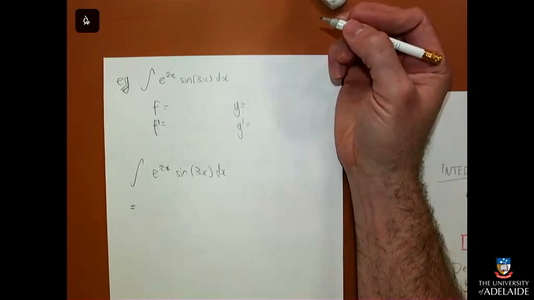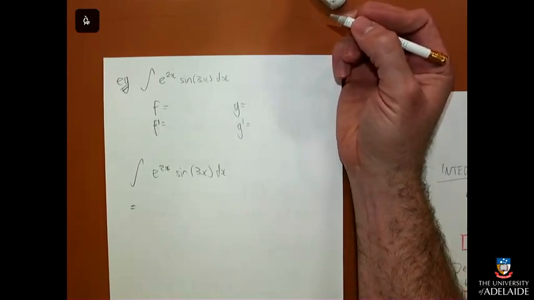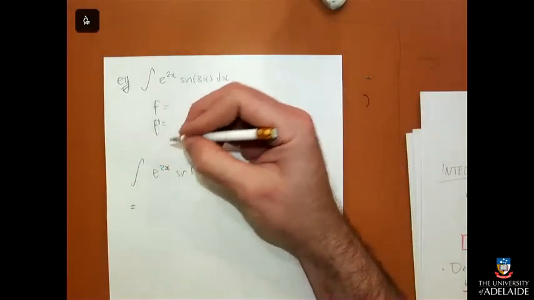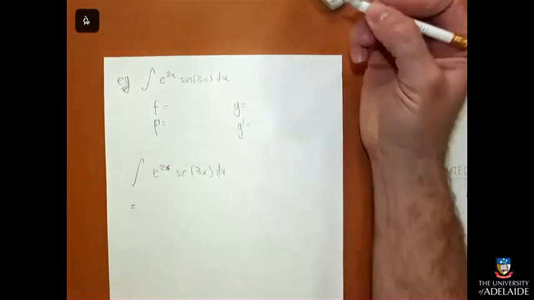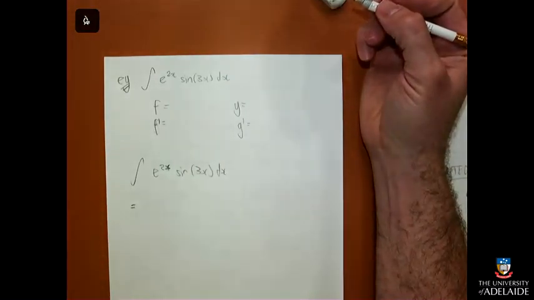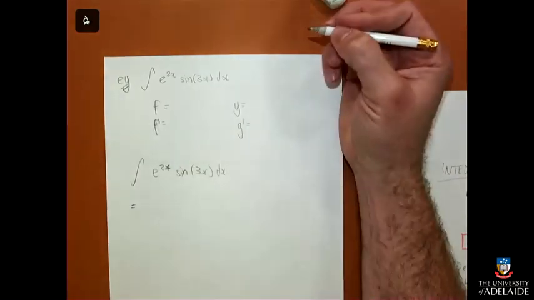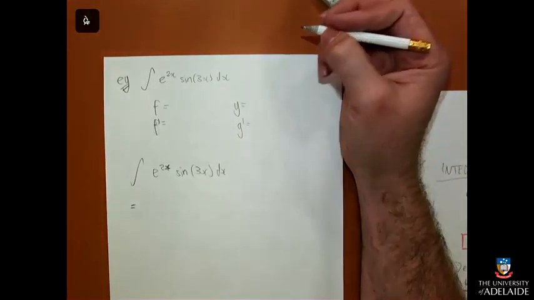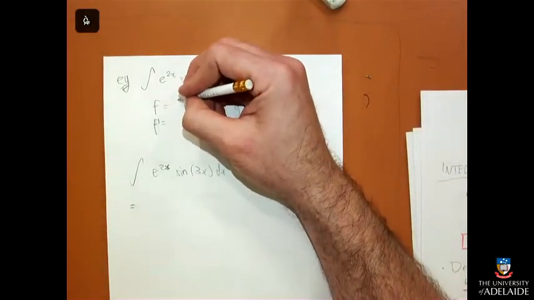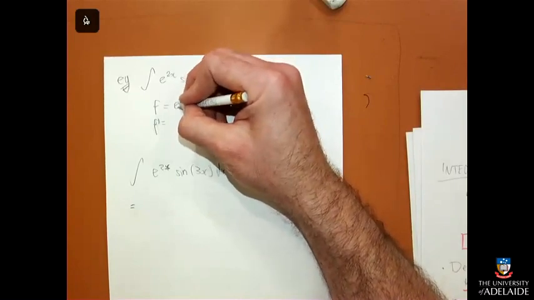They're just as easy to integrate or differentiate as each other. And neither of them is going to get simpler, right? The e to the 2x is still going to have an e to the 2x afterwards. The sine 3x is just going to be a cos afterwards. So really there's not all that much I can do, so I should be able to just pick them whichever way I want.